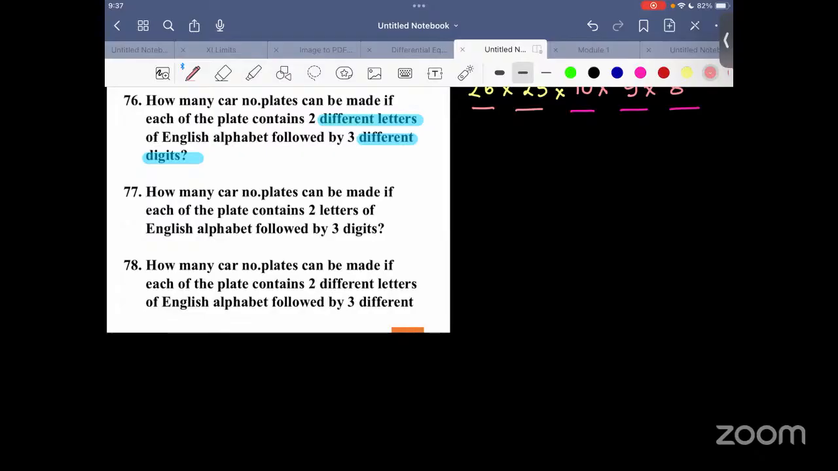क्या आंसर है प्रोफेसर का? प्रोफेसर का वो तो हो गया। कुमार गौरव से: 26 into 26 into 10 into 10 into 10 plus 26 into 25.